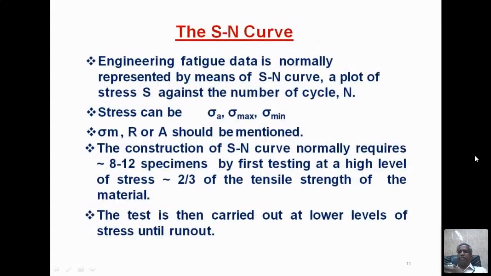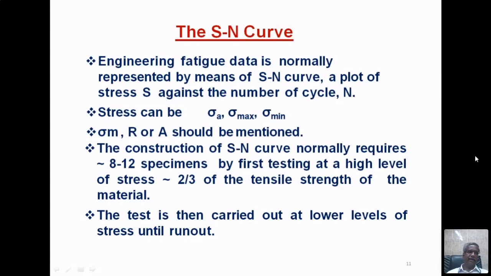Right. So the next part is the S-N curve. Yesterday we saw one curve, the engineering stress-strain curve. In fatigue, very important like the engineering stress-strain curve is this S-N curve. S means stress and N means number of cycles. The construction of the S-N curve is very important if you want to evaluate the fatigue behavior of a material.